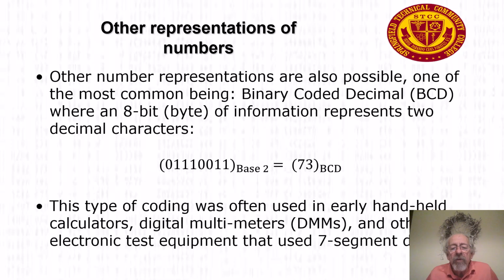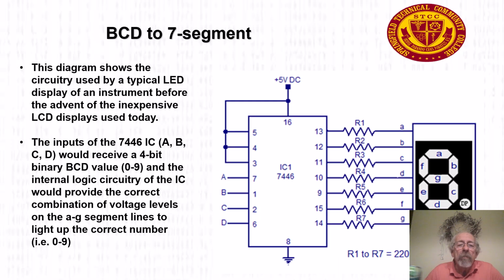This type of coding was often used in early handheld calculators, digital multimeters, DMMs, and other electronic test equipment that used 7-segment displays because it helped out in the implementation of those. Now, this is a binary coded decimal to 7-segment display IC chip.